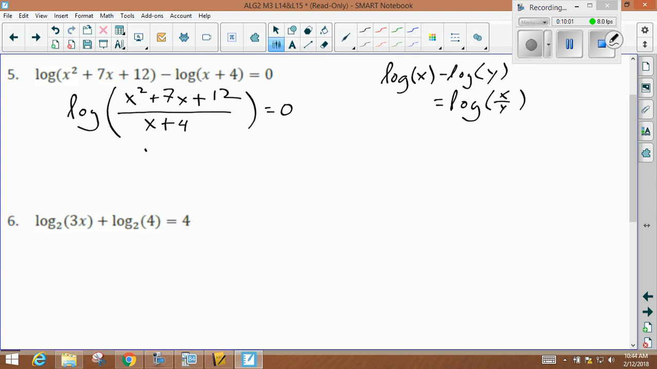Which tells me that this stuff inside of my log base 10 is equal to, remember there's a 10 there, 10 to the 0 power, which is 1. I'm going to have to rewrite this over here, but I'm going to make that 10 to the 0, 1, and I'm going to switch sides.